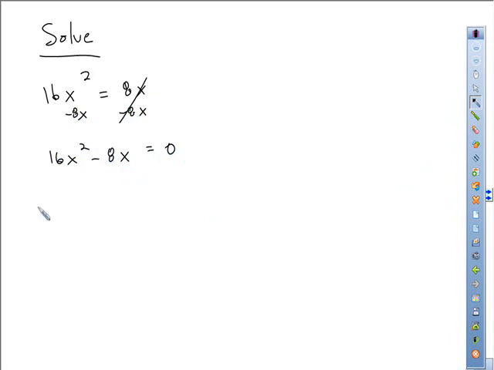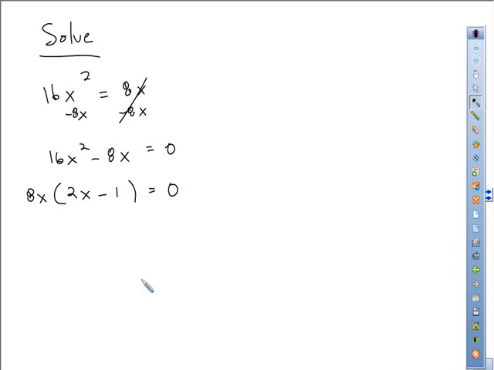Alright, let's solve 16x squared is equal to 8x. Let's try to solve using the factoring method first. So we will subtract 8x from both sides. You'd end up with 16x squared minus 8x is equal to 0. Take out the GCF, which we can find, and the GCF would be 8x. That'll leave us with 8x times 2x minus 1 is equal to 0.